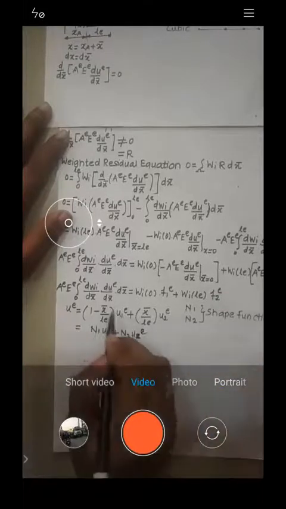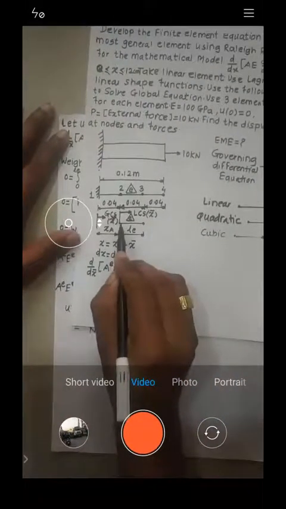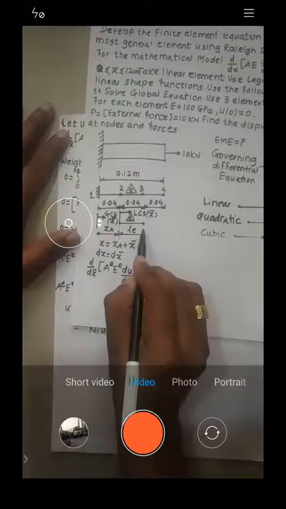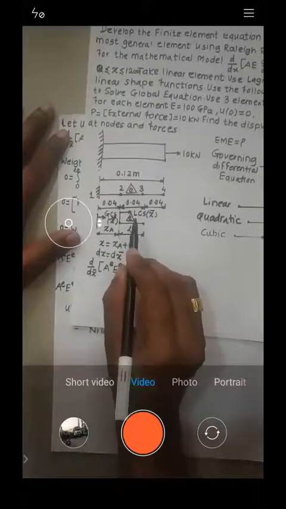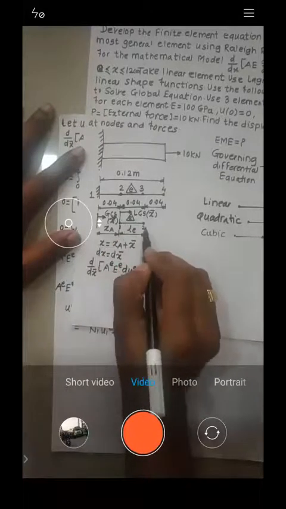Listen, what is u? It's a displacement. What is the displacement at this node? It is u1. What is the displacement at this node? It is u2. Let's consider that this element is between node 1 and 2.